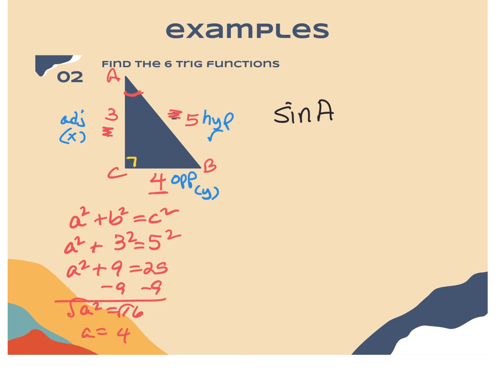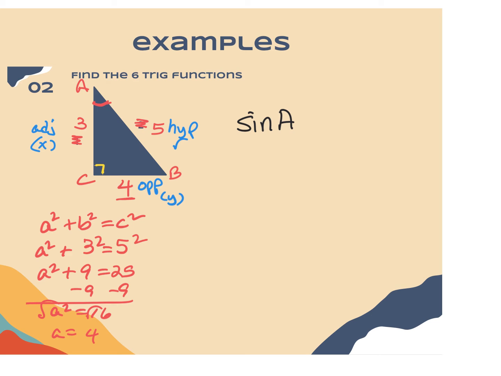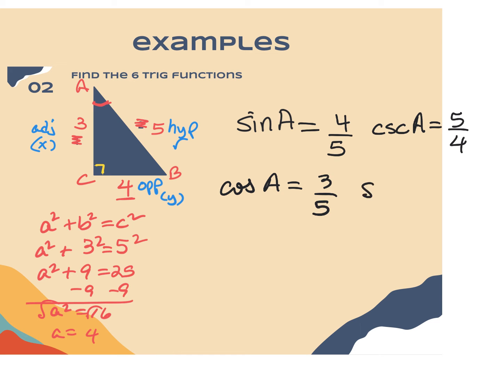Now, we could have also done this for angle B. Our fractions will just be switched. So sine of A, opposite over hypotenuse, or Y over R. So it's 4 over 5. Its reciprocal is cosecant. So flip the fraction to hypotenuse over opposite. Cosine, still angle A. This is adjacent over hypotenuse, 3 over 5. Its reciprocal is secant. Flip it, 5 over 3.